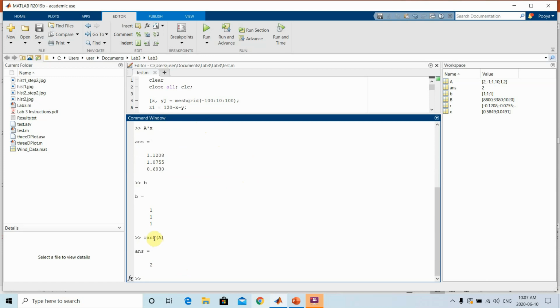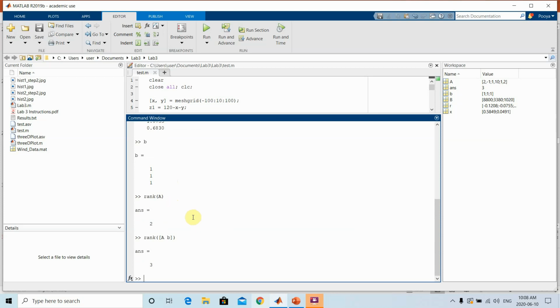Rank of A has to be smaller than or equal to 2. It's equal to 2. Let's look at rank of A, B. It's 3. These two are not equal. What does this tell us? This tells us that this system has no solution. AX equal to B has no solution. There is no X that you can put here that makes R equal to 0. So what A backslash B gave us is not an exact solution of this system.